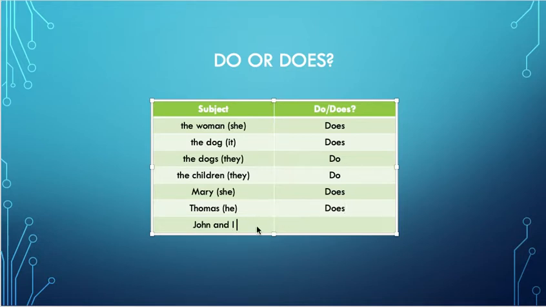Now, John and I. What do we say here? John and I is not they, but we. Okay? So, for we use do.